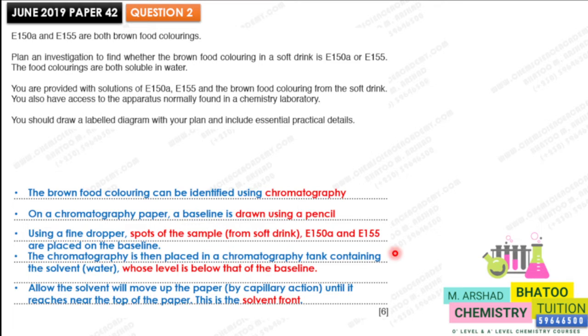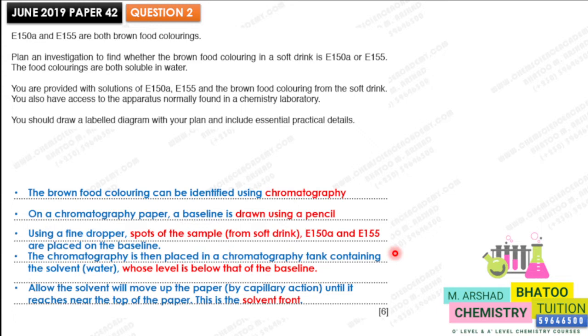Soit tu calcules la RF value, soit tu compares directement, un à côté de l'autre, celui qui est le même. Mais tu calcules la RF value ou bien tu compares with the different positions that you have. Ça veut dire dans l'exemple qui m'a donné là, the soft drink contains E150A parce qu'il est même concept.